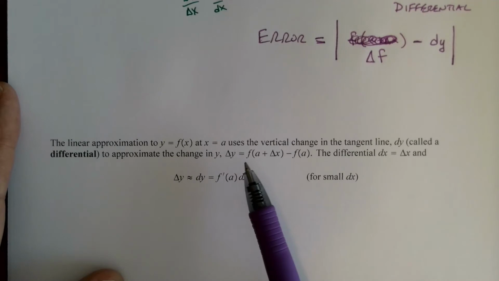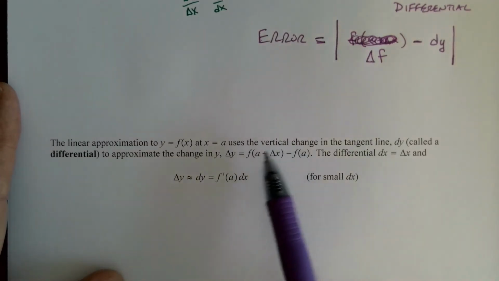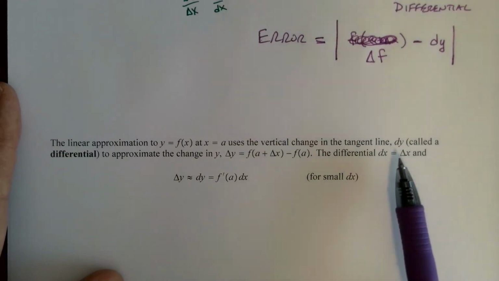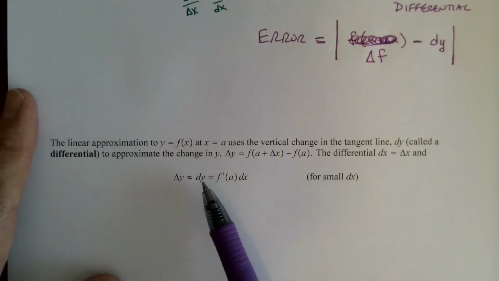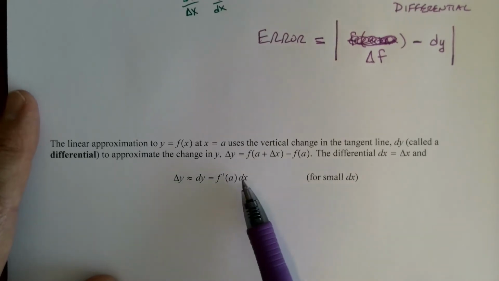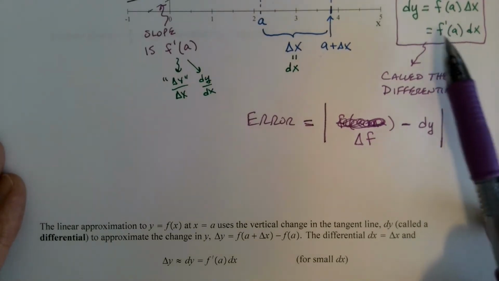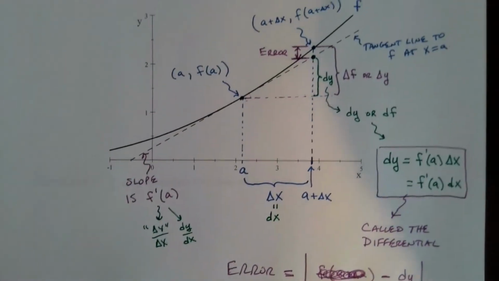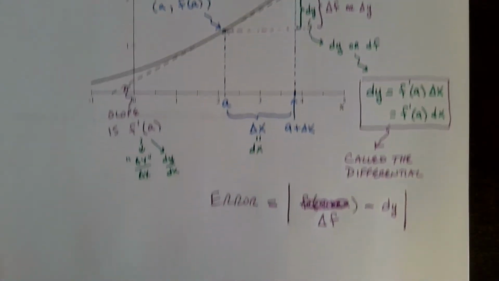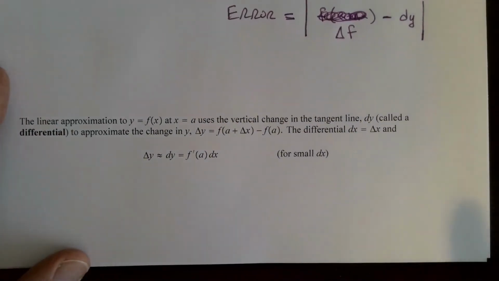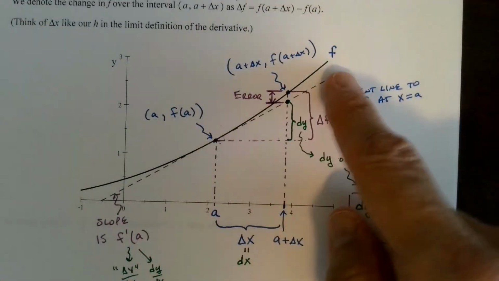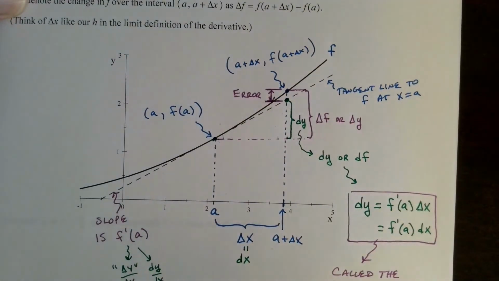So delta y is equal to this change, the actual change, and the differential dx is equal to delta x. But the dy, which approximates the change in y, is going to be f prime of a times dx, and that's what we were doing right here. So here's our graphical situation that we talked about, and here are the definitions, if you will. But again, all we're talking about is essentially using the tangent line to approximate the function.